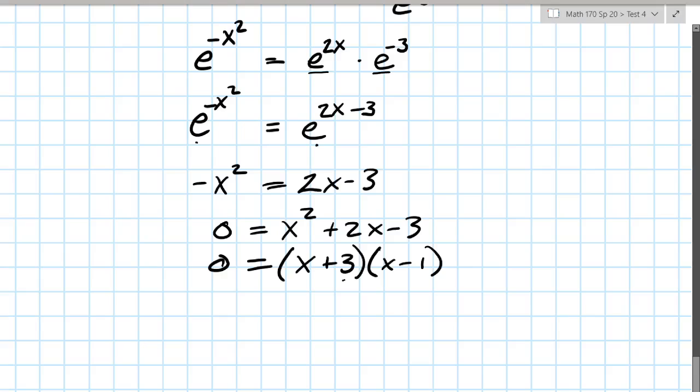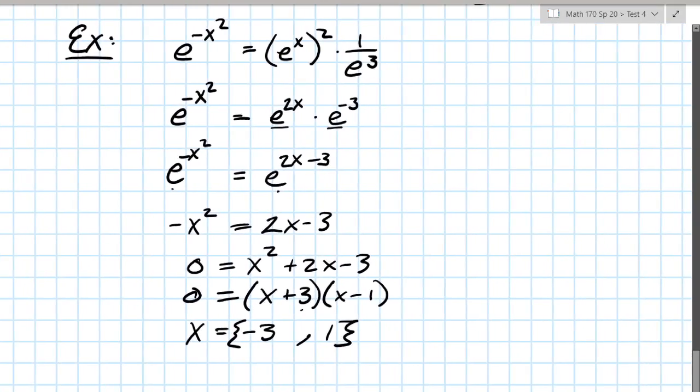Great. So what we're saying is x is equal to negative 3 or positive 1. So our solution set is negative 3 and positive 1. And if we'd like, we can substitute that back in up top and make sure that it all works out, which it does.